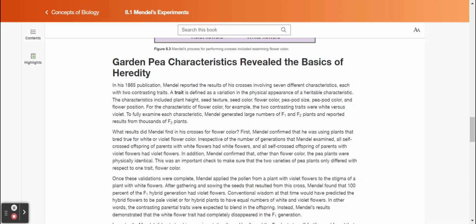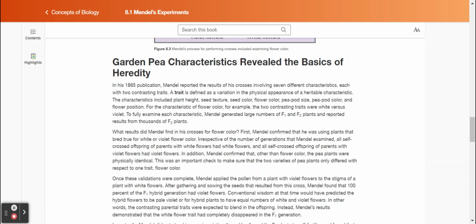For the characteristic of flower color, for example, the 2 contrasting traits were white versus violet. To fully examine each characteristic, Mendel generated large numbers of F1 and F2 plants and reported results from thousands of F2 plants. What results did Mendel find in his crosses for flower color?